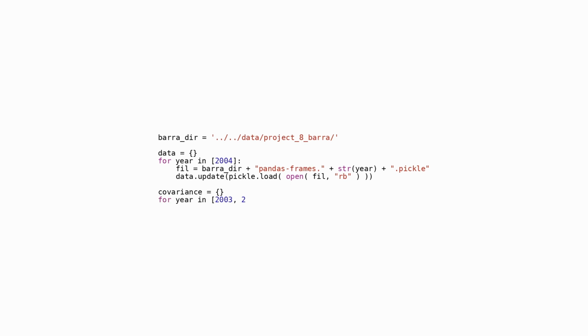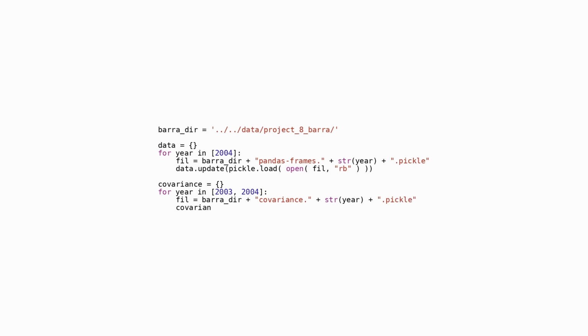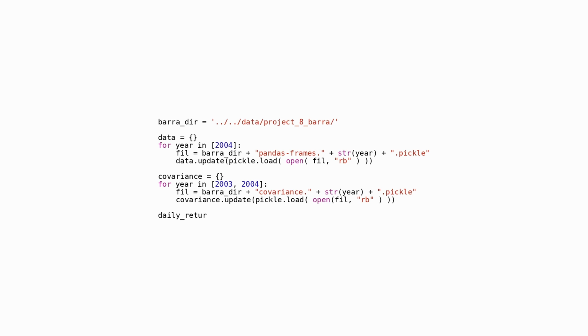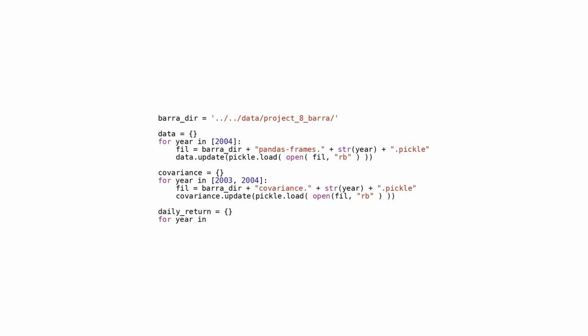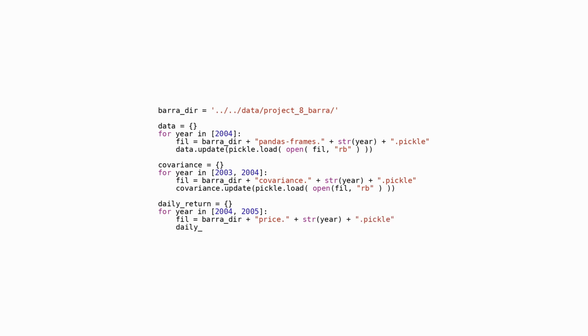The second part initializes an empty dictionary named covariance and loads pickle files corresponding to the years 2003 and 2004 with file names structured as covariance.year.pickle. Each file's contents are added to the covariance dictionary, sequentially updating it. Finally, the third part creates an empty dictionary named daily_return and loads pickle files for the years 2004 and 2005 with file names in the form of price.year.pickle. It updates the daily_return dictionary with the data from these files. Overall, the code is aggregating potentially different datasets across multiple years into structured dictionaries for easy access to the contained data after it has been deserialized from the pickle files.